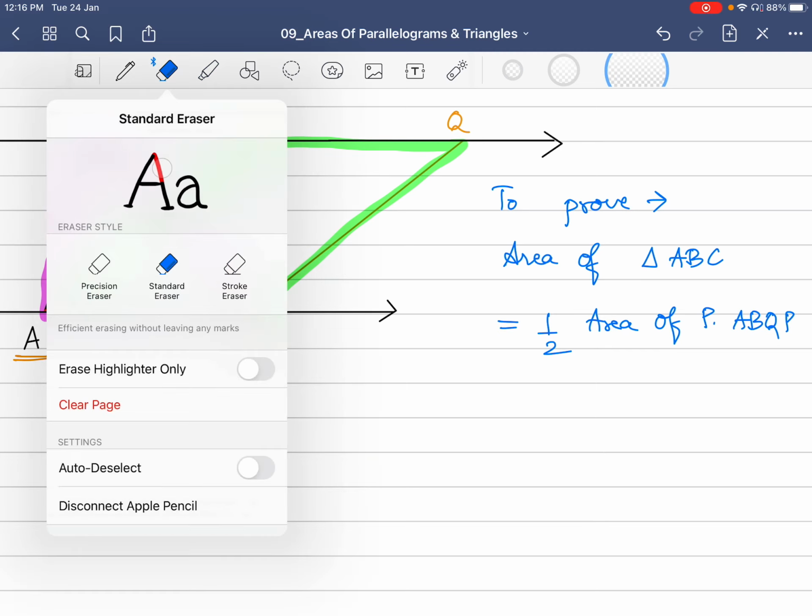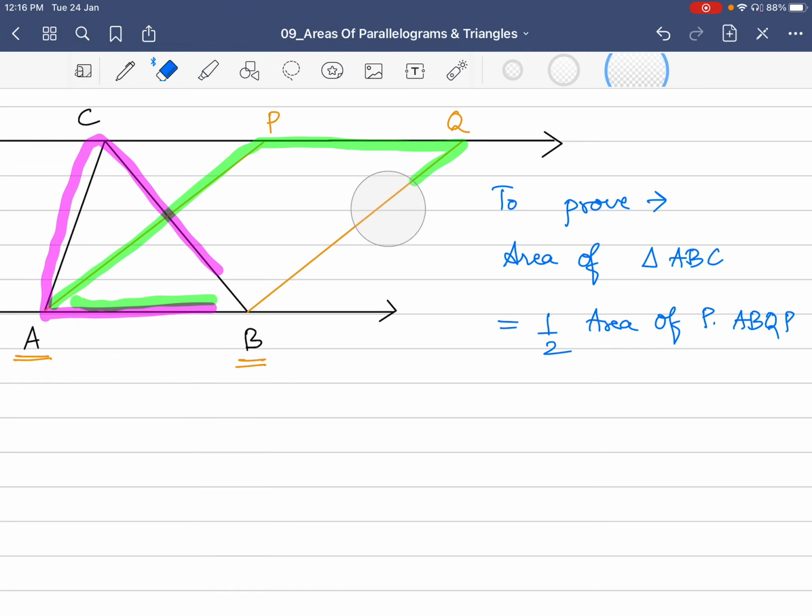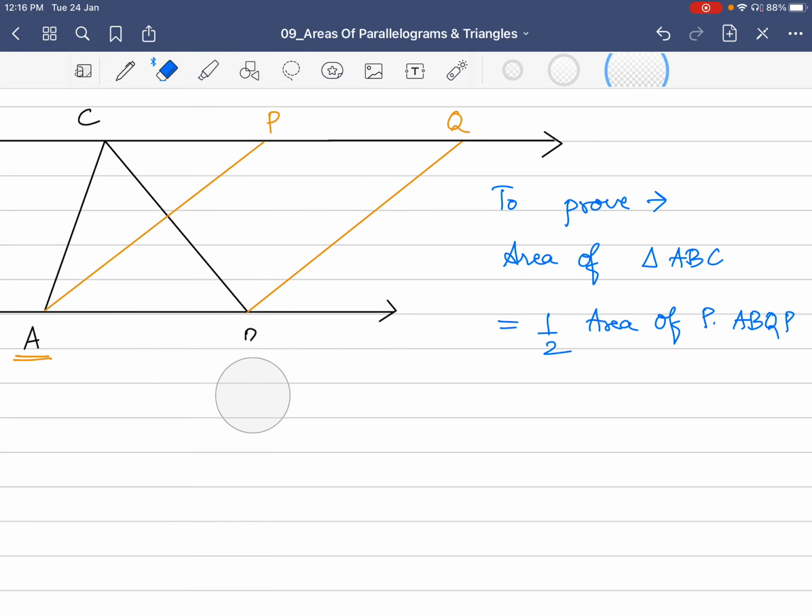Before we prove it, let's get rid of these highlighted things. Also, let's get rid of this. These things I don't want. Now, before we start with the proof, we have to do a small construction. What will be that construction? Now, focus on this line AC. This is one side of the triangle. Can we construct a line parallel to this AC? What I'm going to do is construct a line parallel to this AC and with the same base AB. So, how I'm going to do that is something like this.